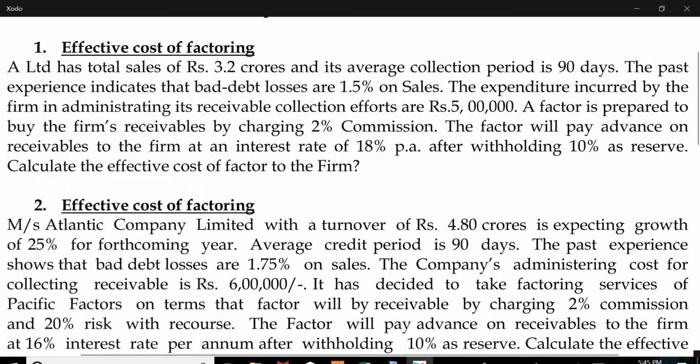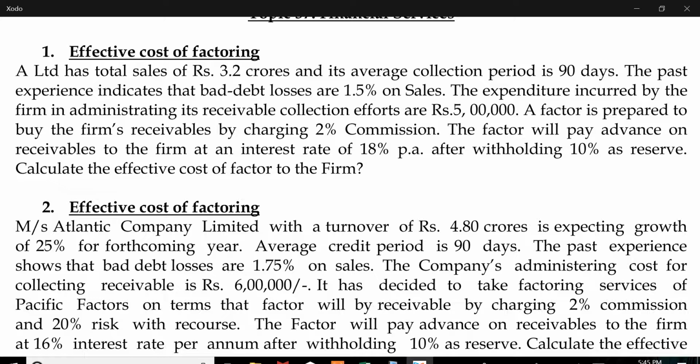Question number 1. A Limited has total sales of 3.2 crore and its average collection period is 90 days. Past experience indicates that bad debt losses are 1.5%, administration cost is 5 lakhs. A factor is prepared to buy the firm's receivables at 2% commission. The factor will pay advance on receivables at an interest rate of 18% after withholding 10%. Calculate the effective cost of factoring to the firm. You go through the question.